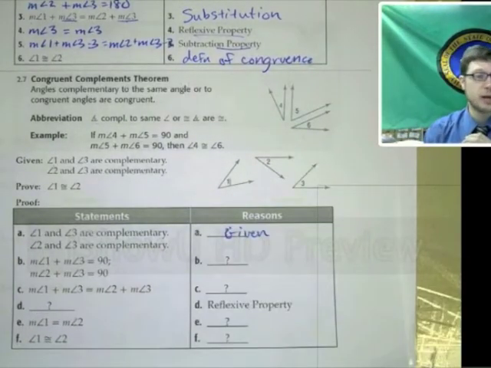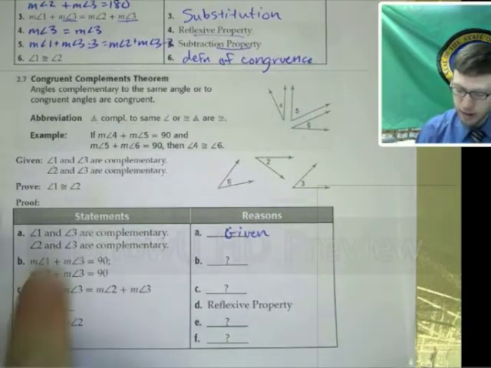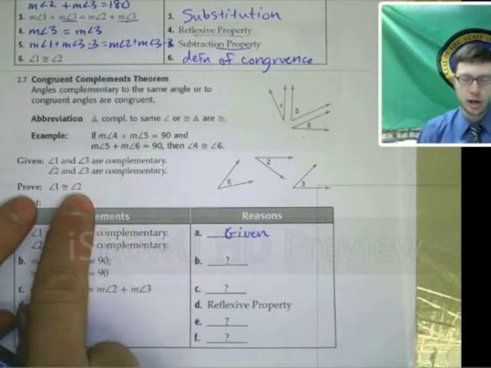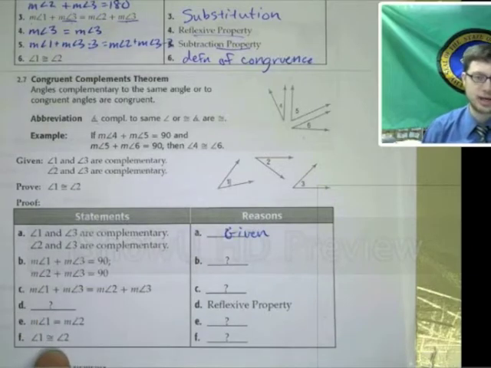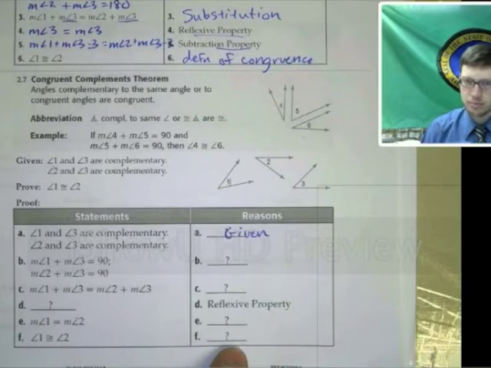Okay? First step. We're trying to prove that angle 1 is congruent to angle 2. So all the way on the last line, I'm going to make sure that that's the case. Angle 1 is congruent to angle 2. I don't know why, though, yet. But we'll come up with the reason and we'll prove it. We'll say it together. Okay?